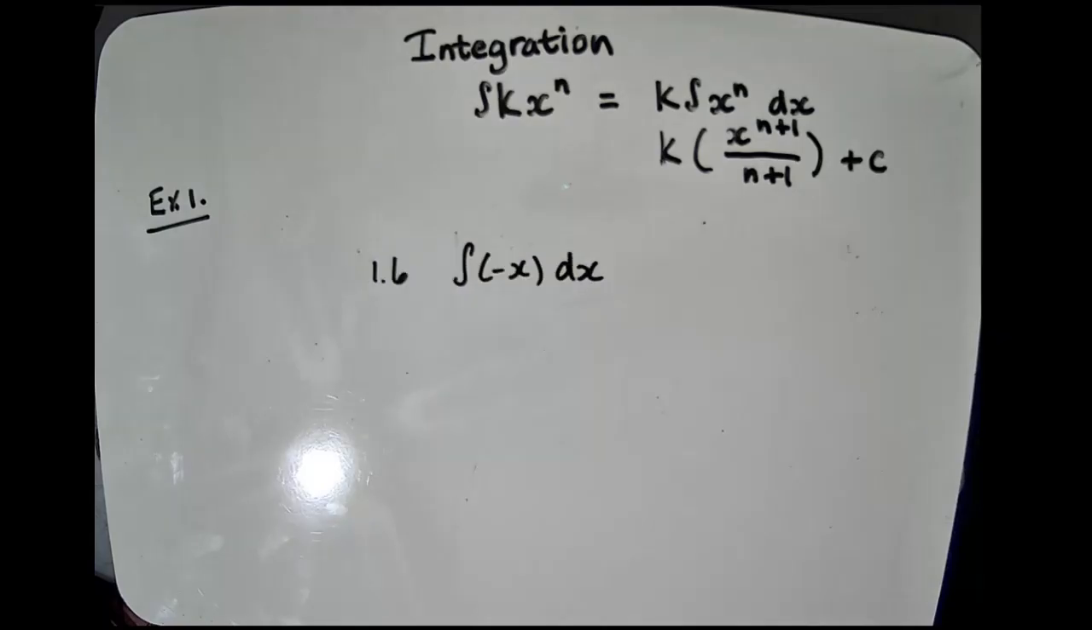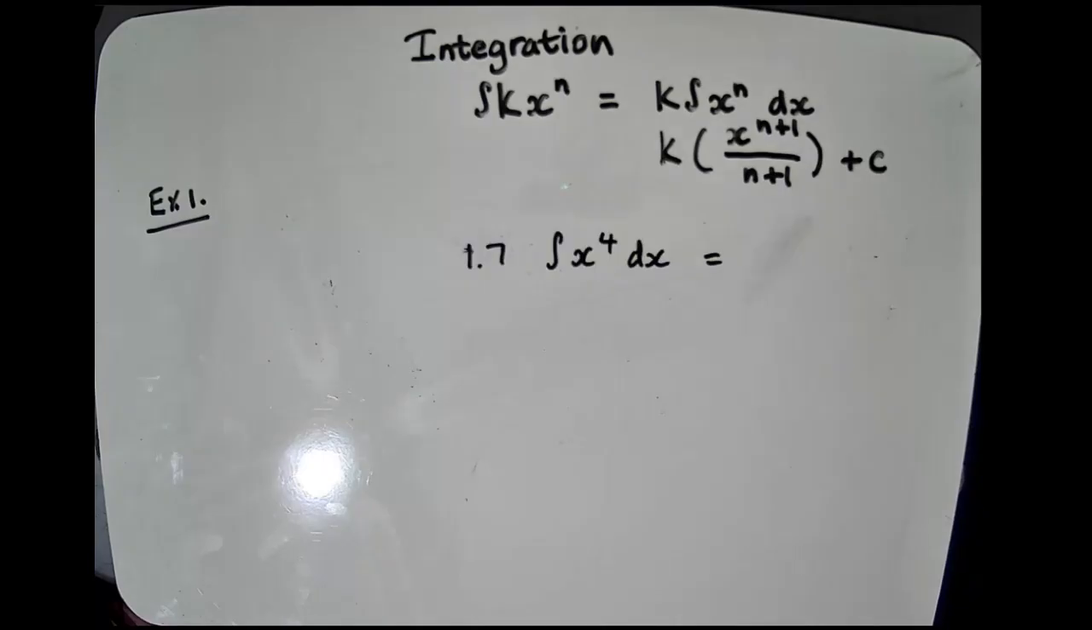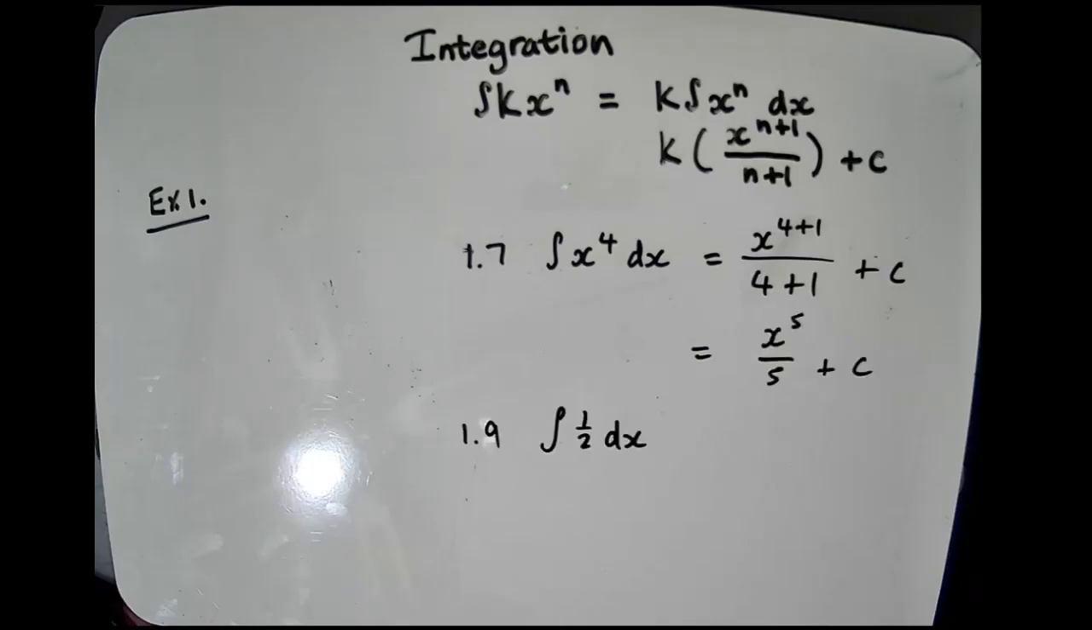1.6, we have a negative x. So you can put the negative 1 in front of the integral sign if you want, and then adding 1 to the exponent and copying it in the denominator, we'll get x squared over 2. Because negative 1 times x squared over 2, it's going to remain negative x squared over 2 plus c. 1.7, we have x to the 4, adding 1 to the exponent and copying it in the denominator, we'll get x to the 5 over 5 plus c.